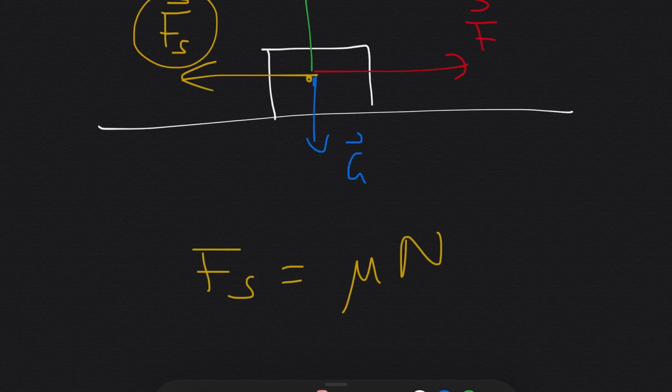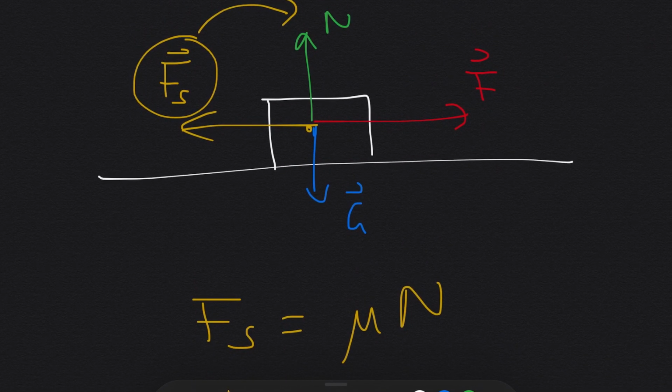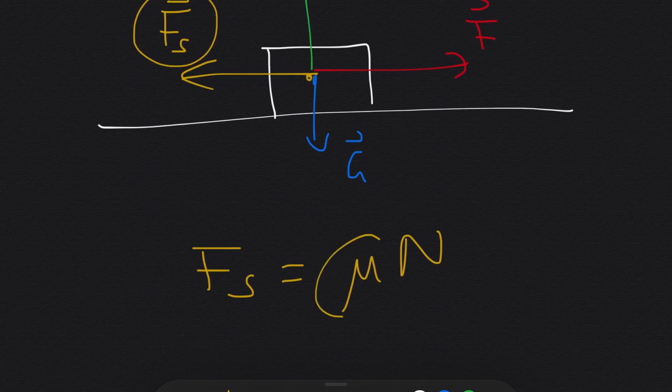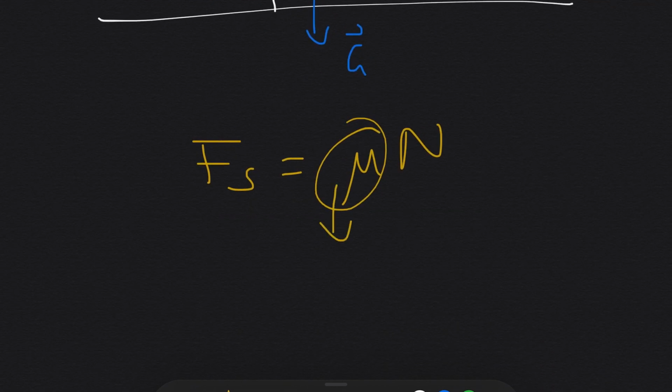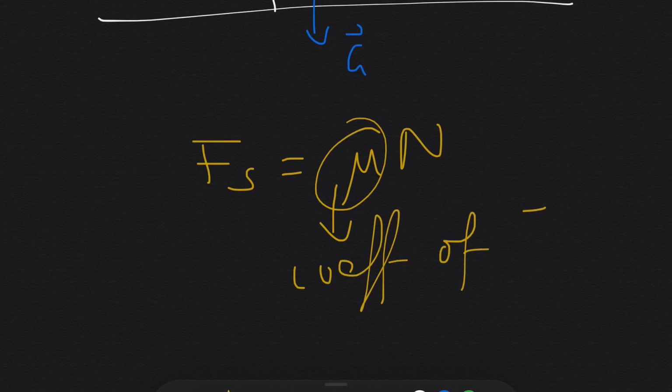And it's magnitude-wise, I would not put arrows in this case. It's the magnitudes, because the friction force and the normal force are perpendicular, so their directions cannot be equal in any way. So we call this mu. What is mu? Mu is called the coefficient of friction. And that's how the friction force is related to N.